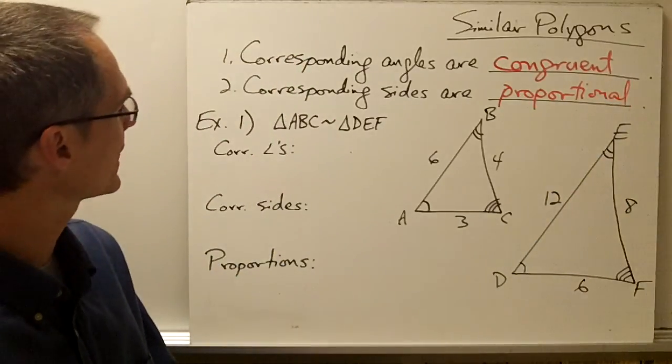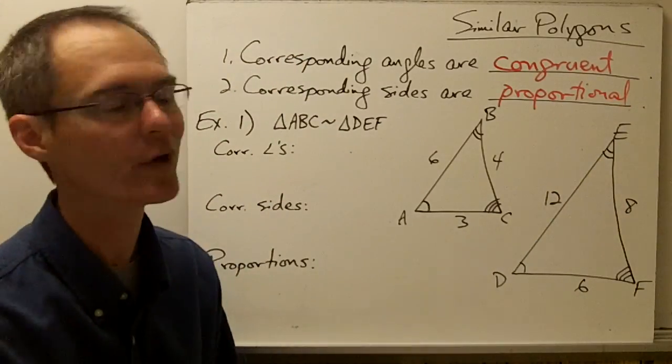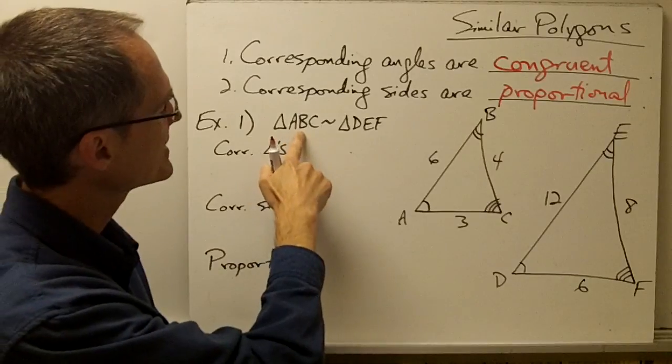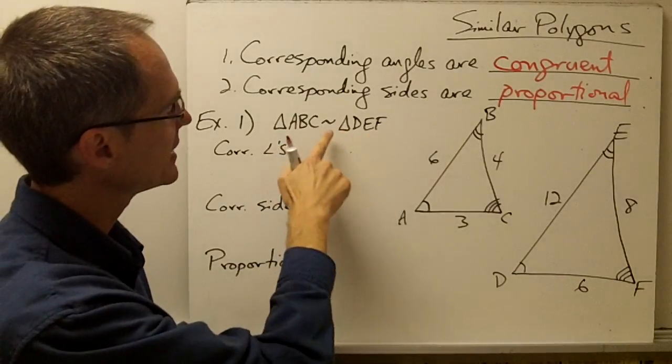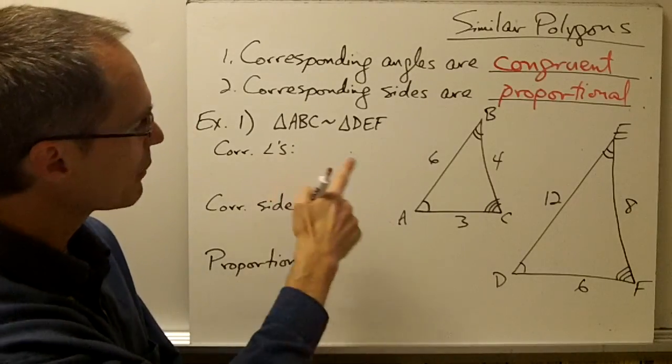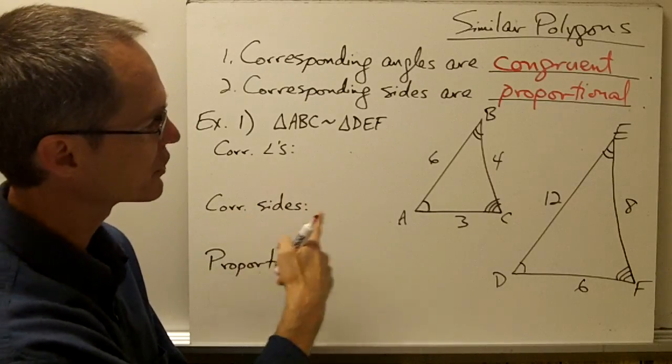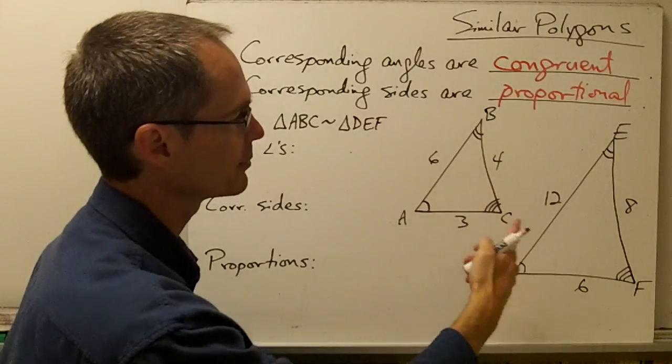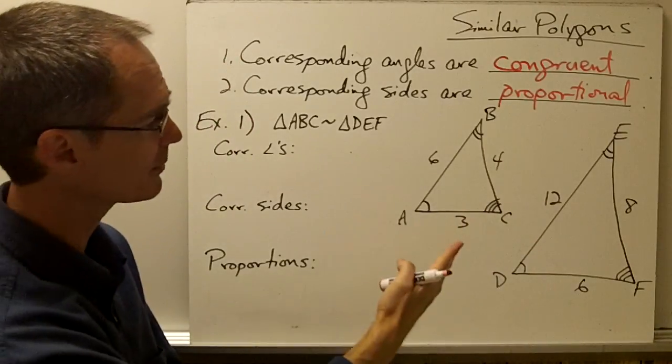So let's take a look at what that means with this example number one. Example number one, it says triangle ABC is similar to triangle DEF. This little squiggly line here means is similar to. And if I want to identify the corresponding angles and corresponding sides for these two similar triangles, there's a couple of ways that I can do that.